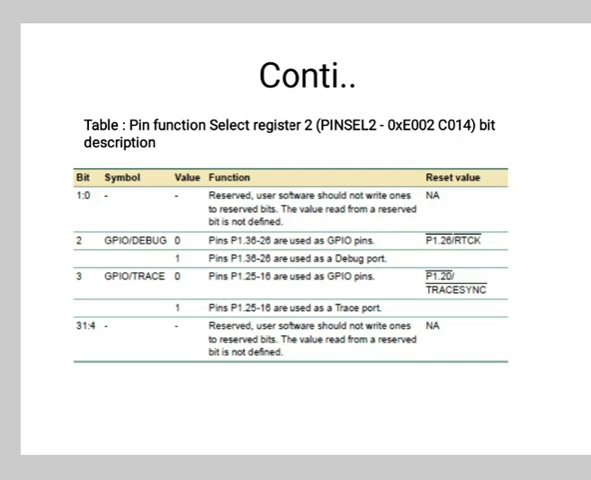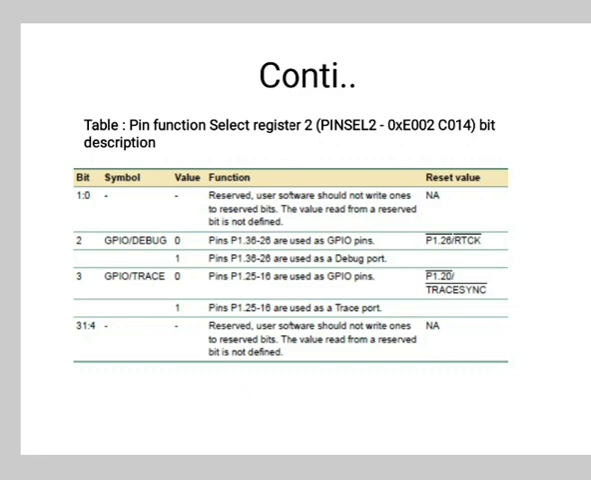The user software should not write ones to reserved bits. The value read from a reserved bit is not defined. The reset value of bit 2 of the pin select 2 register will be the inverse of the external state of P1.26 RTCK. The reset value for bit 2 will be set to 1 if it is externally pulled low, and set to 0 if there is no pull down.